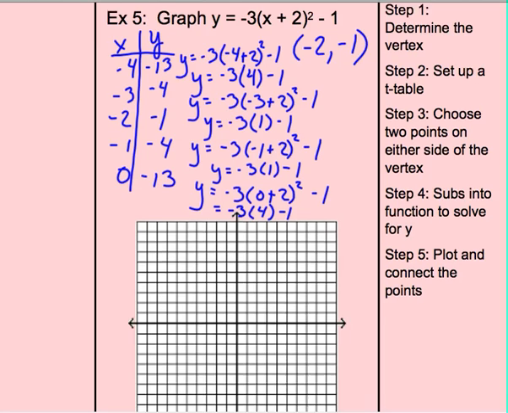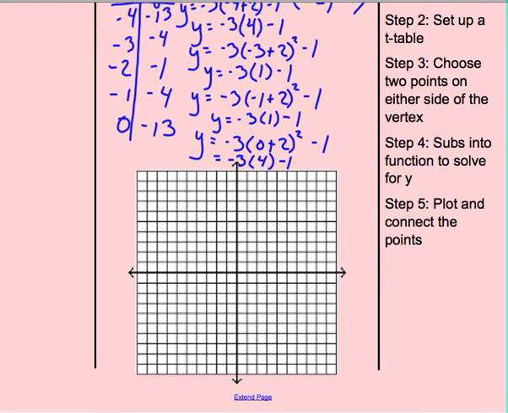Now the -13s won't fit on my graph, so I'm just going to plot -3, -4. -2, -1 was my vertex. -1, -4. And the 0, -13 won't fit. So I'm just going to try and make this head down towards the -13. Sorry, my calibration is off, so I didn't quite get that graphed accurately.